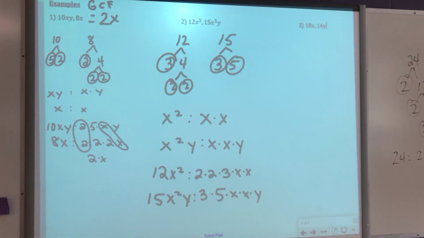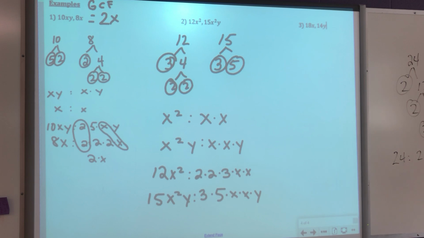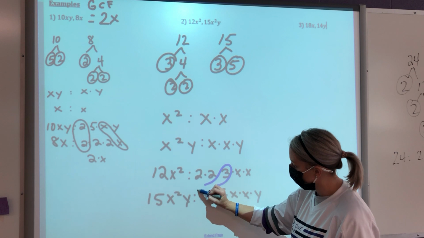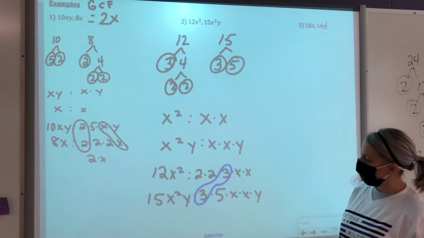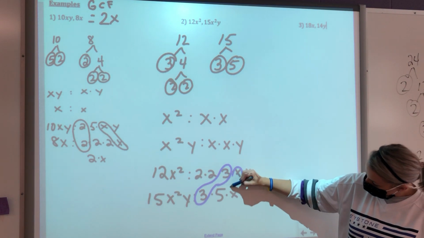Okay, and the common factor is x. Wait, no. Do we have any twos in common? No. How about threes? Yes. Okay. Fives? No. Okay. And there are two x's.